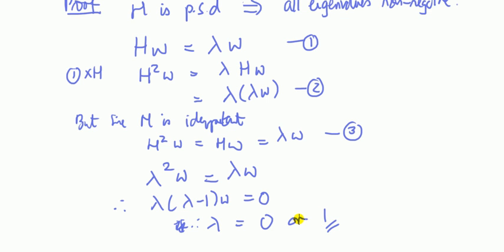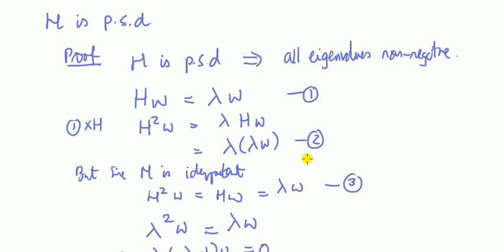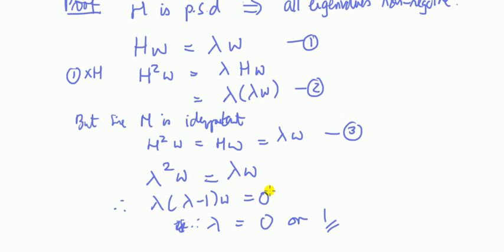In other words, we've just shown that the eigenvalues of this matrix H are non-negative, which is sufficient to say that it is positive semi-definite. More than that, notice that all eigenvalues are 0 or 1. And that completes the proof.